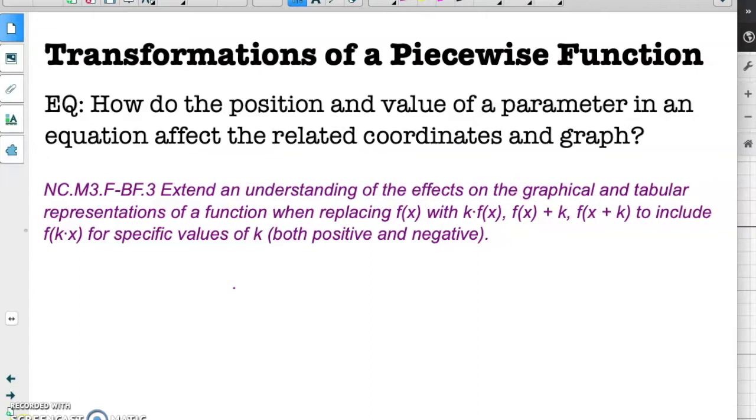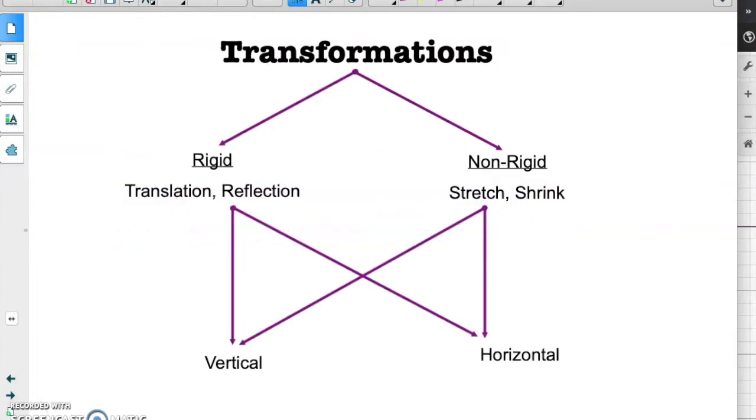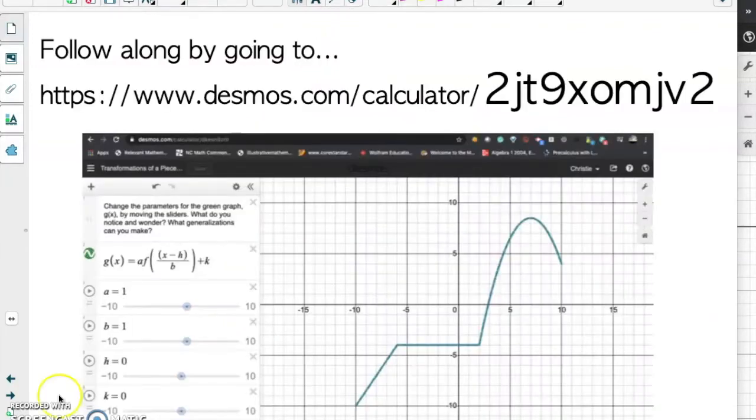In this video, let's continue to explore transformations of a piecewise function. Earlier, we had gone through the different types of transformations, and we looked in great detail with the translation. This time, let's look in more detail at another type of transformation, the stretches and shrinks. Follow along, open up a web browser, and go to the following web address.